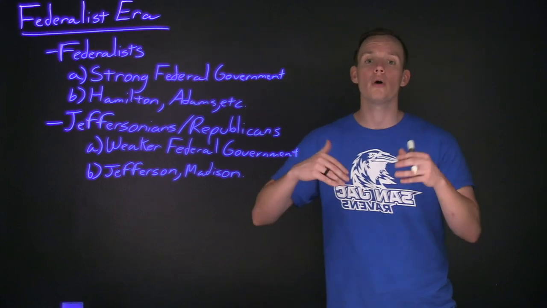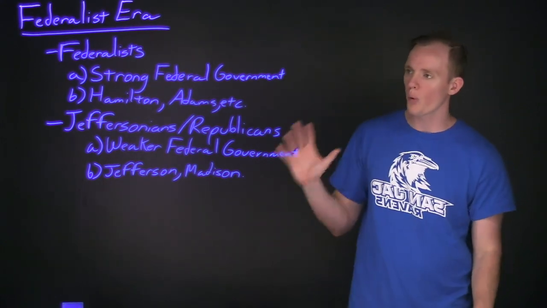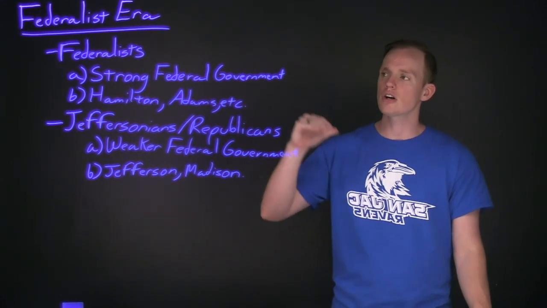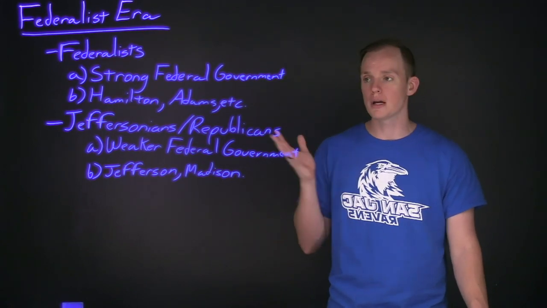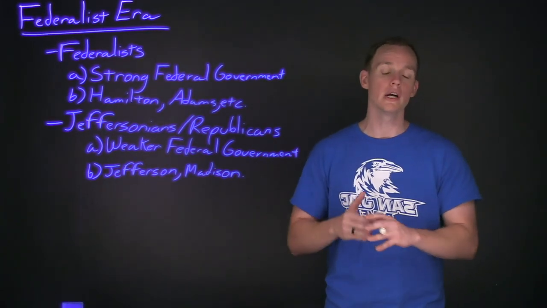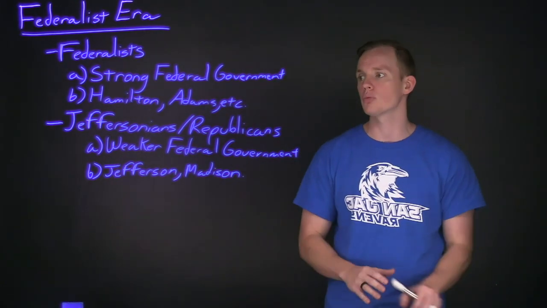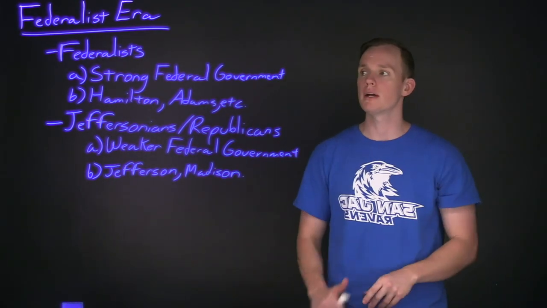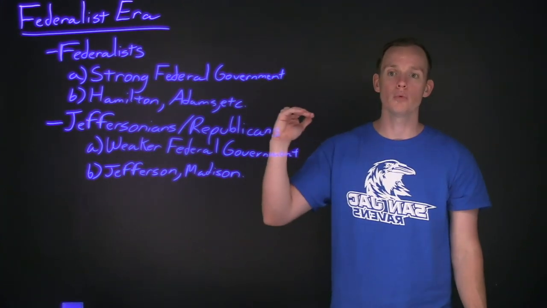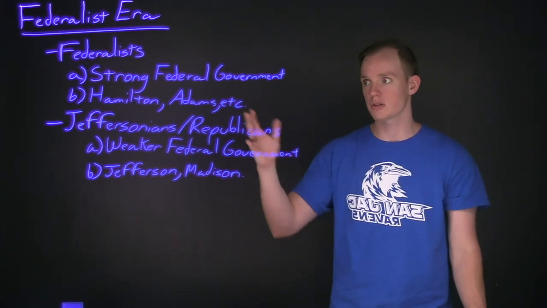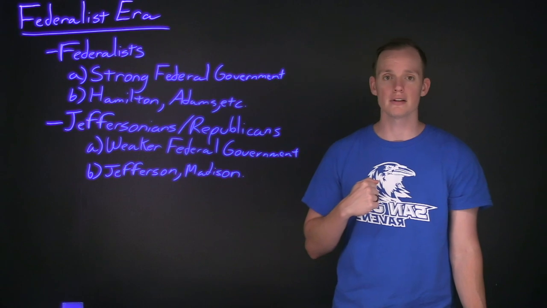Now, the Federalist Era will begin with the Washington administration. Now, Washington himself, you could not characterize in either one of these groups, mainly because throughout his political career, he's going to rise above the political noise. However, if you had to label him as one of these two, you probably would label him in the Federalist category, as he will be heavily influenced by his Secretary of the Treasury, Alexander Hamilton.